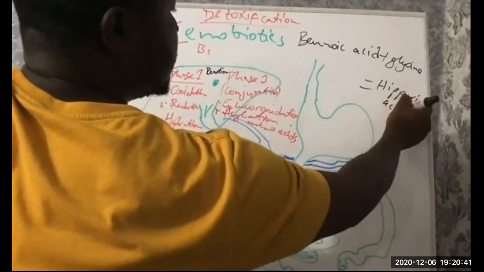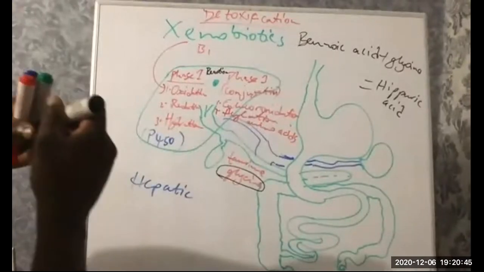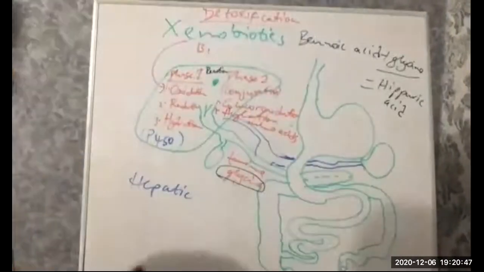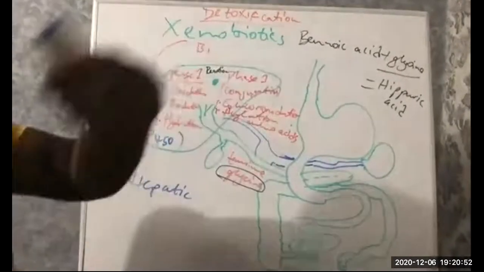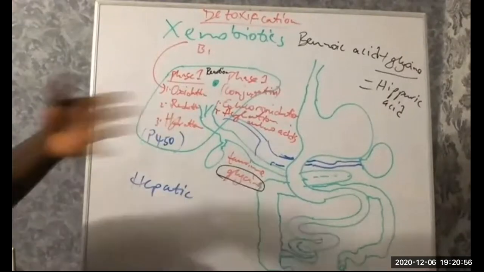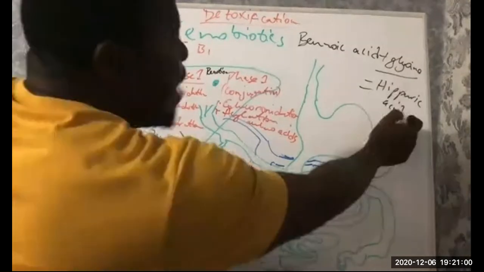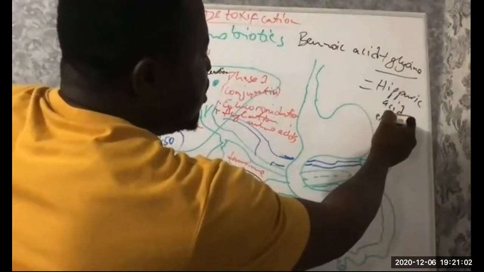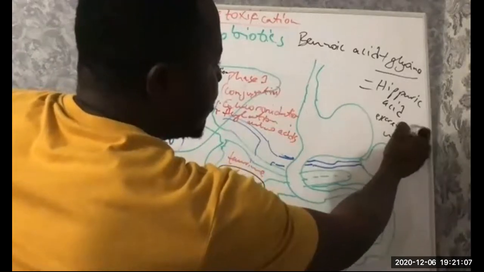Hippuric acid. Now, this glycine here is supposed to be produced by the liver, but the benzoic acid, we can take it from outside. And this hippuric acid is excreted in urine. It's excreted in urine, okay?